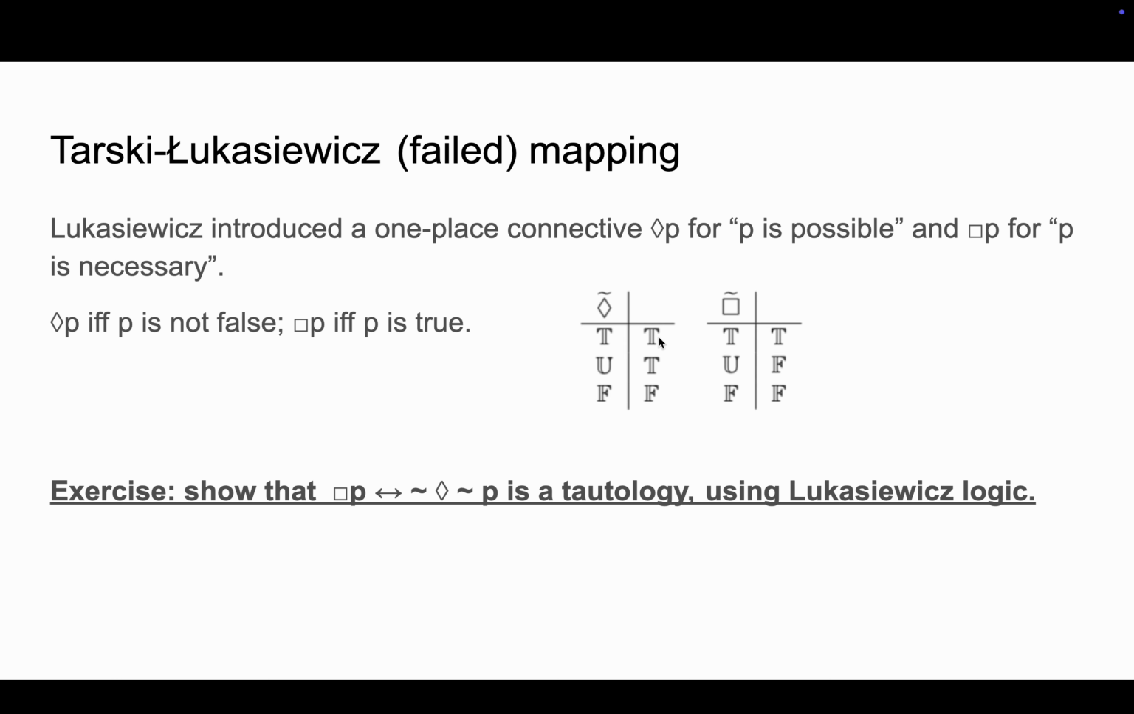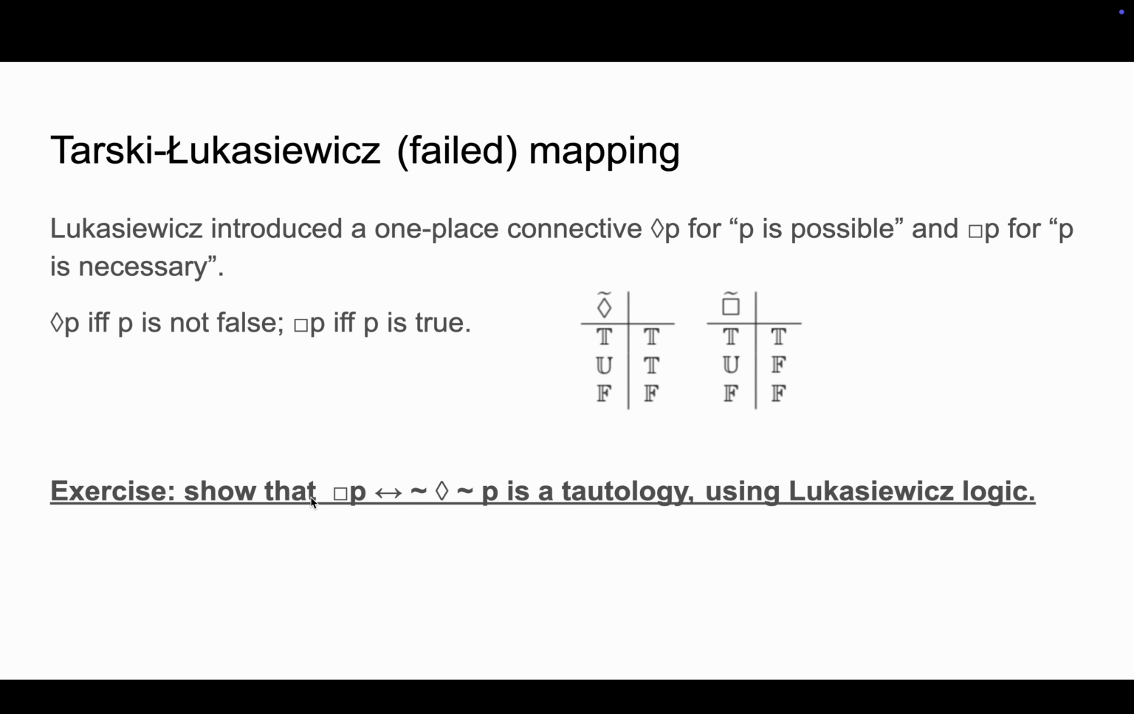For necessity, if you think of the statement, it is necessary that 2 plus 2 equals 4. This implies that 2 plus 2 equals 4 is true. It is not unknown. If it's unknown, I can't say it's a necessary fact. I must know for certain that it is true. Therefore, it cannot be false and it cannot be unknown. And it explains this truth table. When I say necessary that P, it is true if and only if P is true.